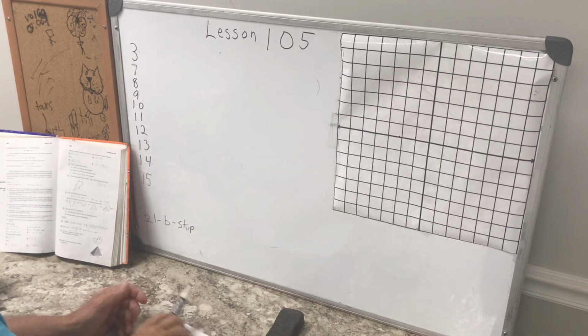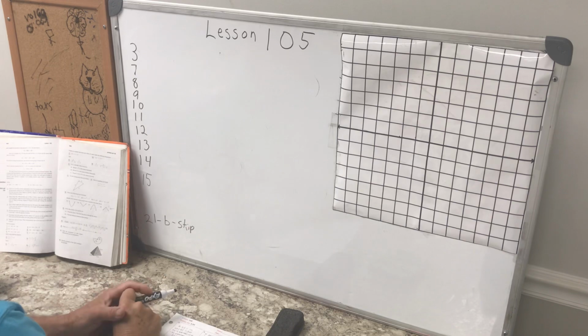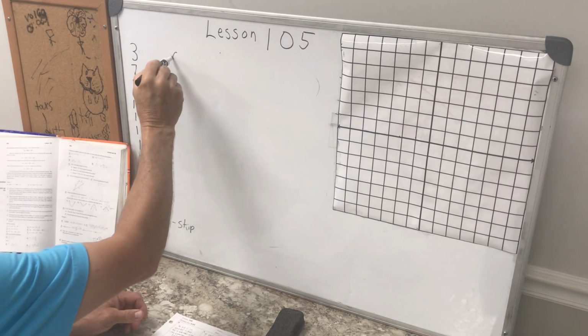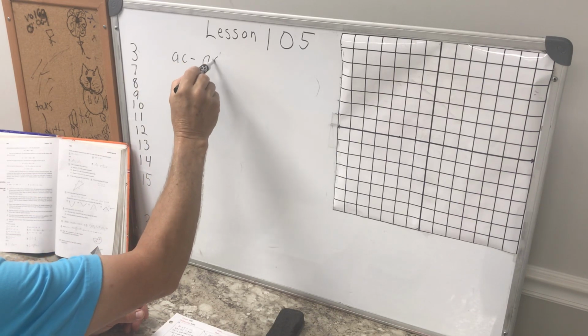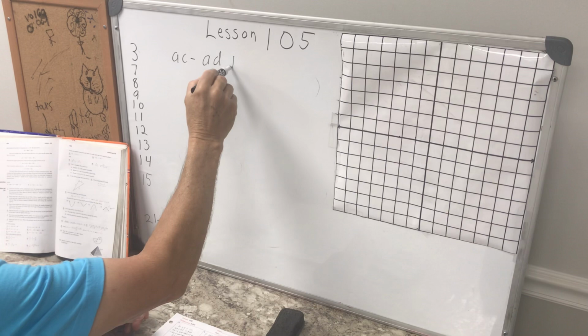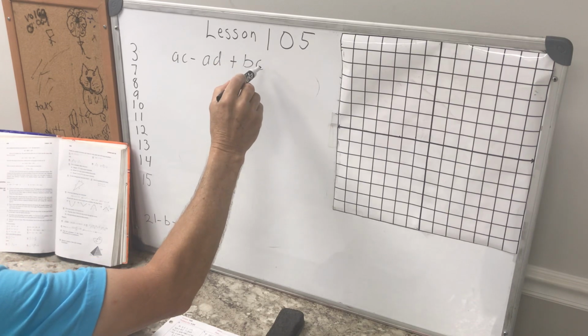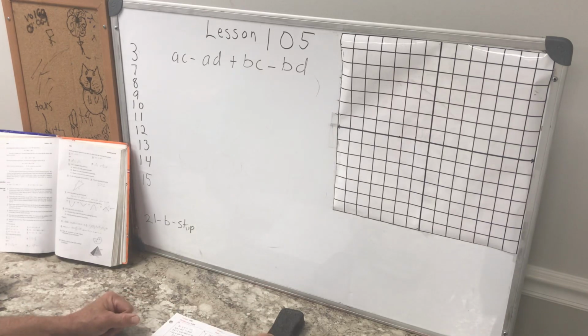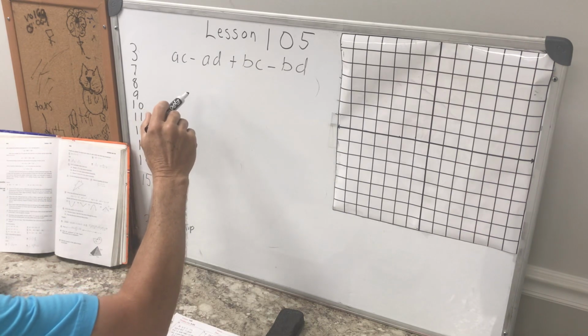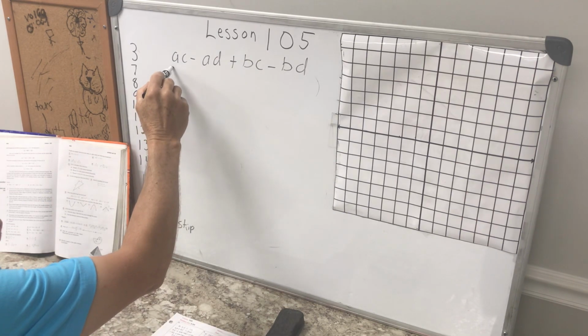Now we're ready for the new things. Factor by grouping. Factor by grouping means we look at the 4 terms there. We have AC negative AD plus BC and negative BD. You'll get used to this, but if you look at those 4 terms, it says factor by grouping.